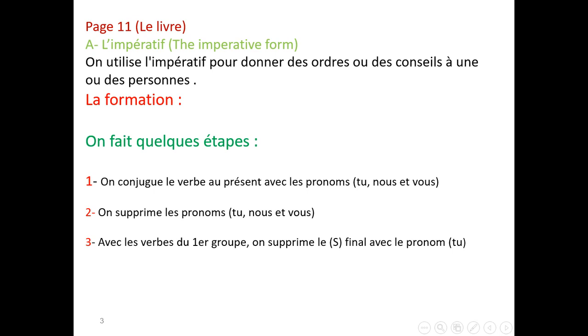Numéro 2. On supprime les pronoms tu, nous et vous. We cancel or cross tu, nous, vous. We cross it. Avec le verbe de premier groupe, if you have a verb of first group, meaning ended by es, on supprime le s. You have to remove s avec le pronom tu. As you know, the verbs of first group with tu end by s. In this case, you have to remove s.